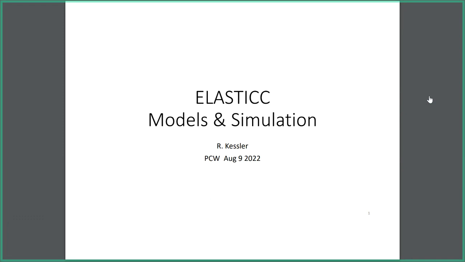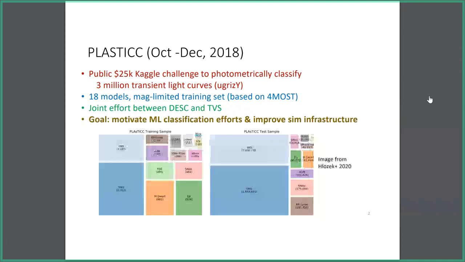Yeah, go ahead. So, I'm going to talk about Elastic, the models, and a bit about how the simulation works. Just to motivate things, a few years ago, we ran a public 25K Kaggle challenge to photometrically classify 3 million transient light curves in the LSST pass bands. That included 18 models and a magnitude-limited training set that was roughly based on the expected performance of Foremost. It was a joint effort between two science collaborations, DESC and TVS. The primary goal was to motivate machine learning classification, but it was also to improve the simulation infrastructure. Below is a chart showing the relative fractions of each transient type, which is in Renee's results paper.